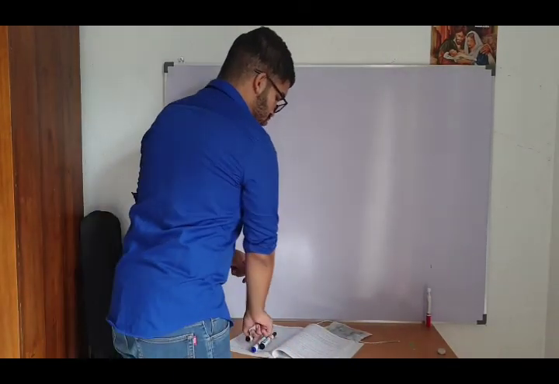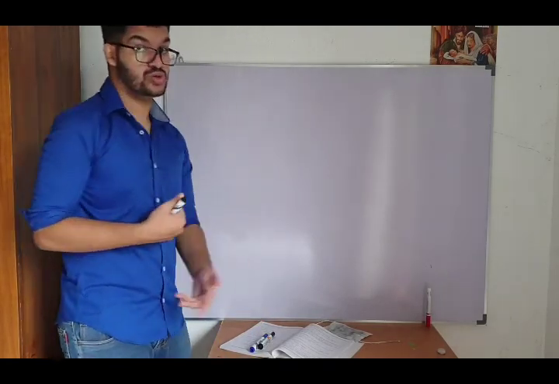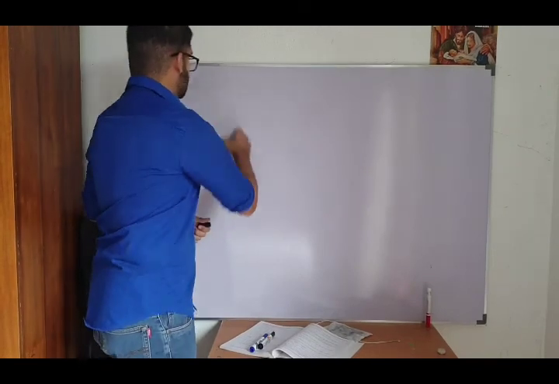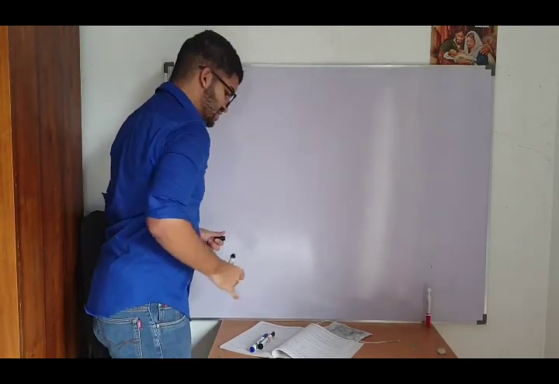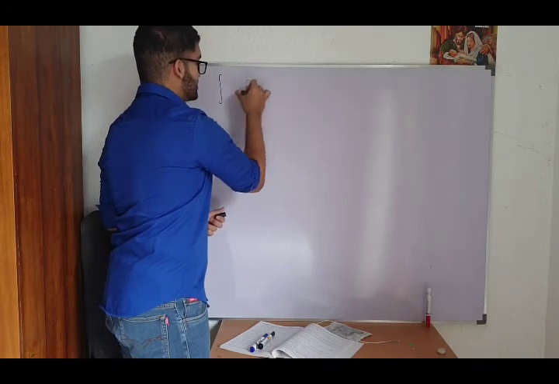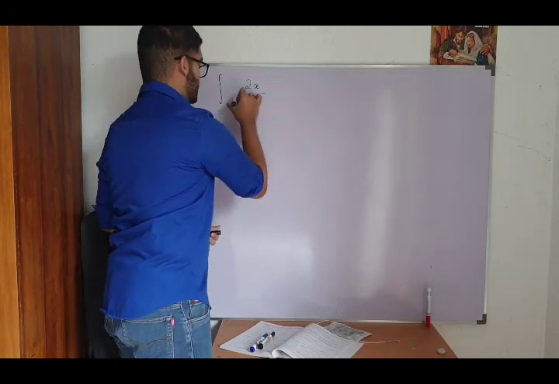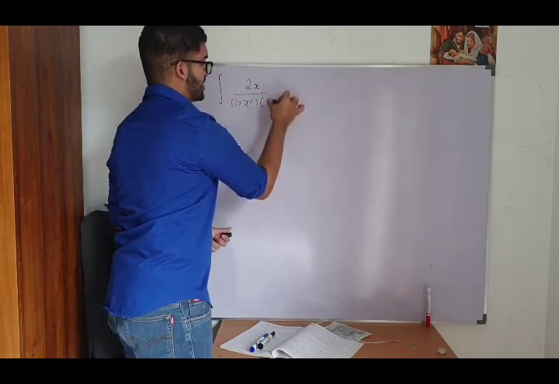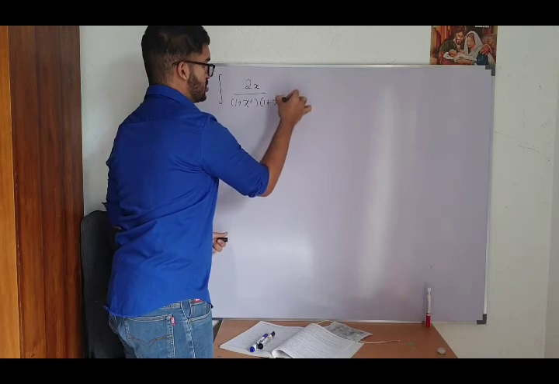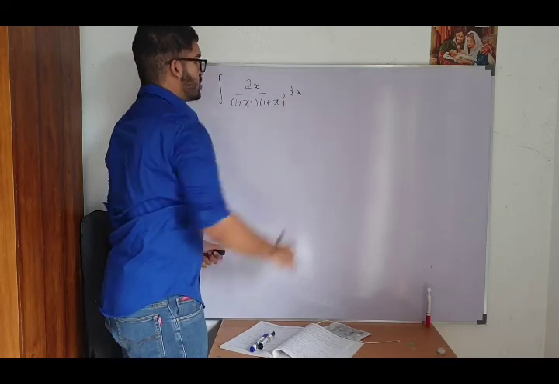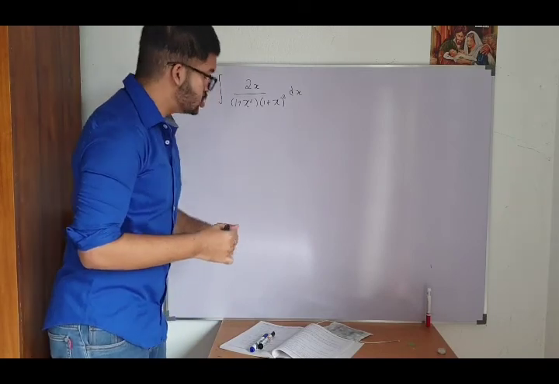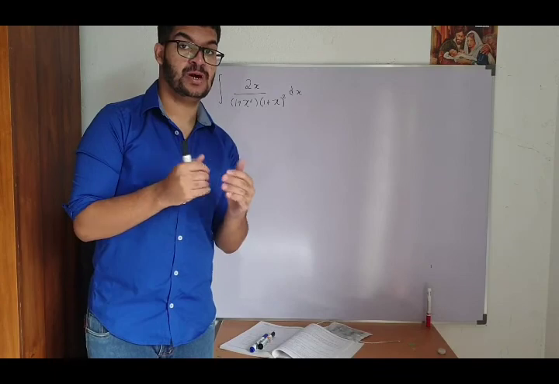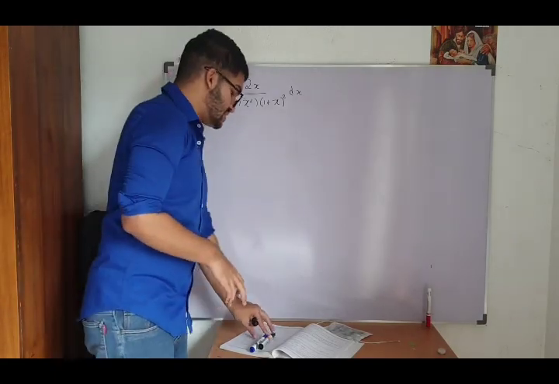So first of all, I'm going to do the question which is based on partial fractions. If I start with the integral sign like this, and 2x over (1 plus x squared) times (1 plus x) squared dx. So now we have this partial fraction. In order to solve this integration question, you have to solve it using partial fractions first, right? That is done in this way.